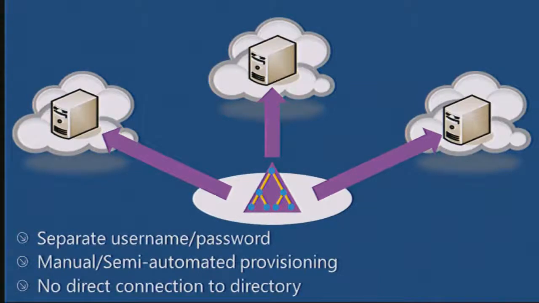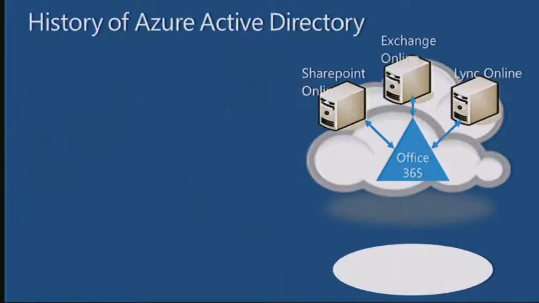Well, this shows that we've got an Active Directory in the middle. The triangle represents the Active Directory with its LDAP hierarchical namespace. And we've got applications which exist in different cloud environments. They could be all the same cloud operator, they could be different cloud operators. But it means that we need separate usernames and passwords, we've got a provisioning problem, and we've got no direct connection to the directory anymore. And so that's a challenge.